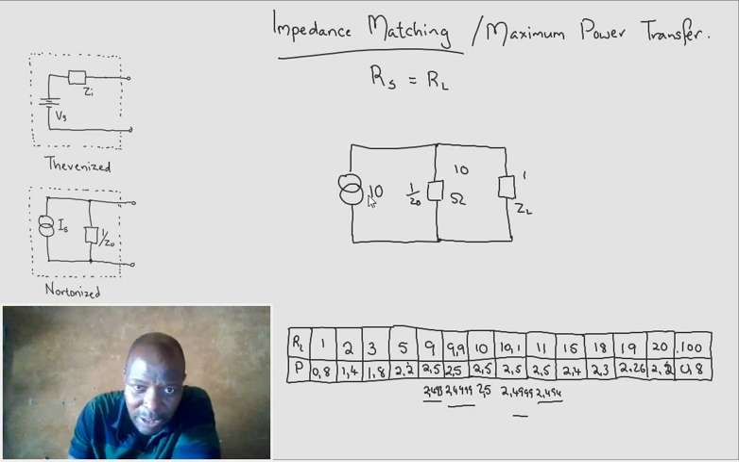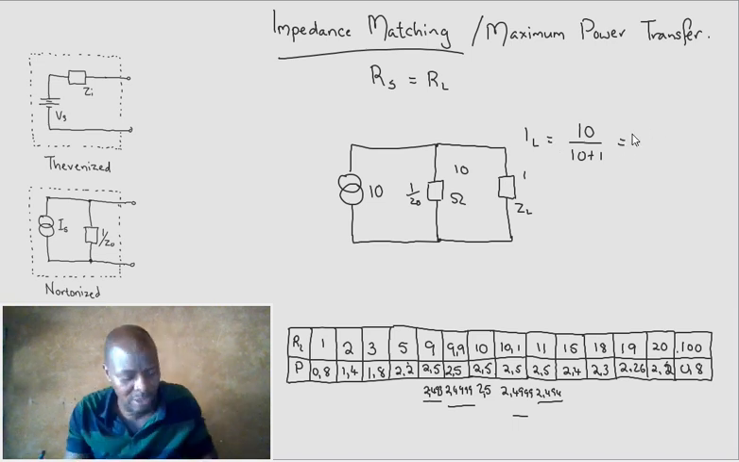So we're going to say 10 over 10 plus 1. Is this familiar? This is where we started. This is the I through the load. That will be equal to exactly where we started, 10 divided by 11, and it's going to give us exactly where we started, 0.90. If you remember, this is exactly where we started.